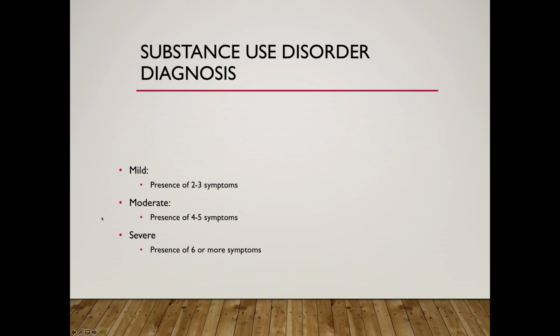The specifiers for severity are the same across all of the substances. So you're always going to diagnose at a minimum mild, which is the presence of 2 to 3. They essentially made that the baseline for the diagnosis. Moderate would be 4 to 5 symptoms, and severe would be 6 or more symptoms.